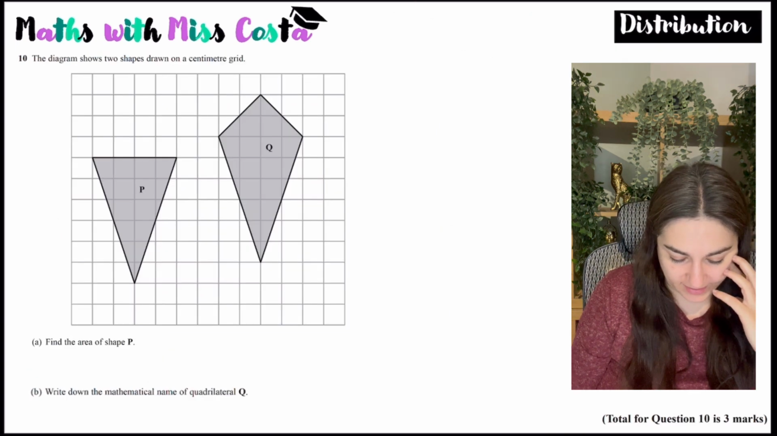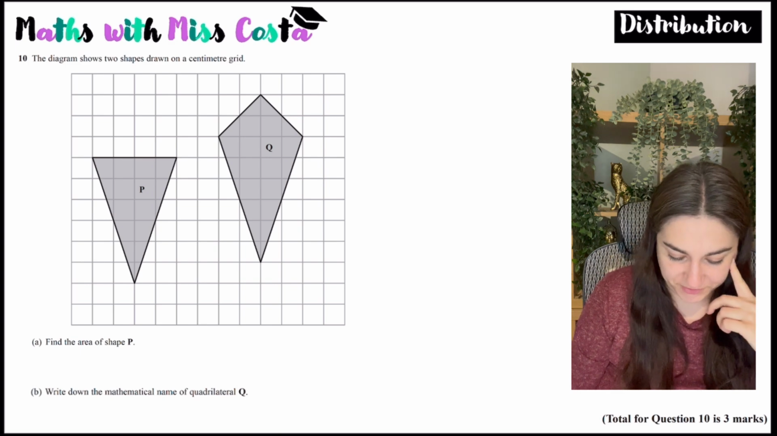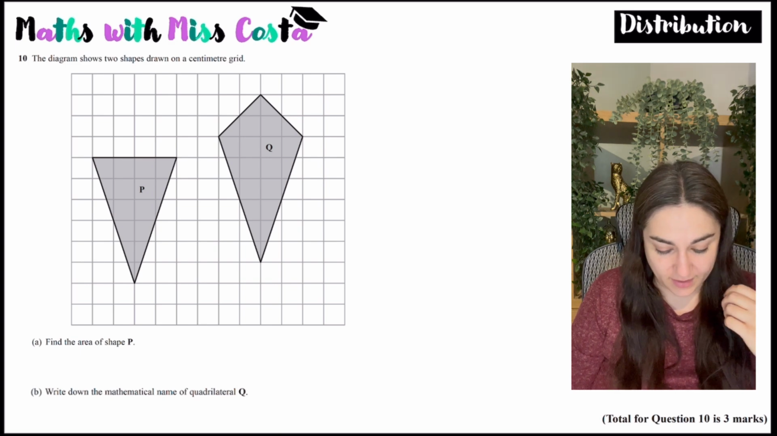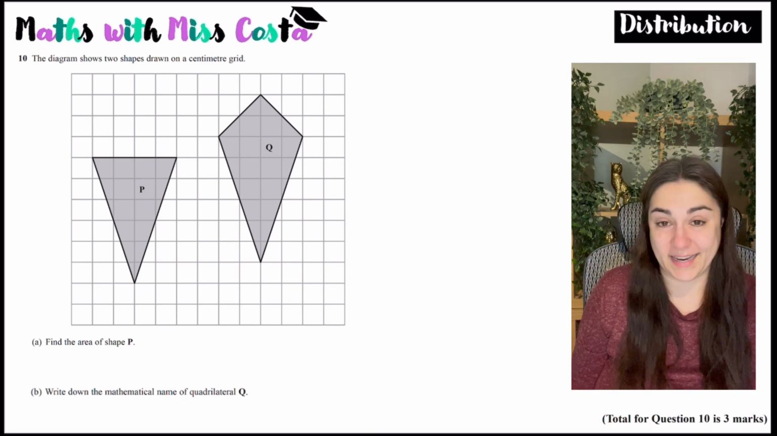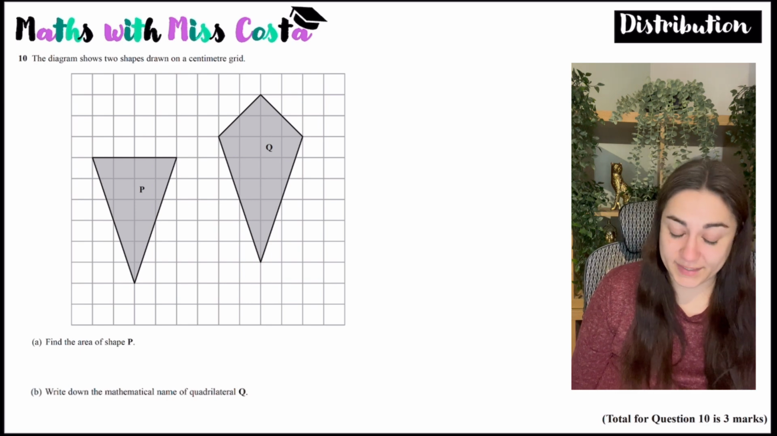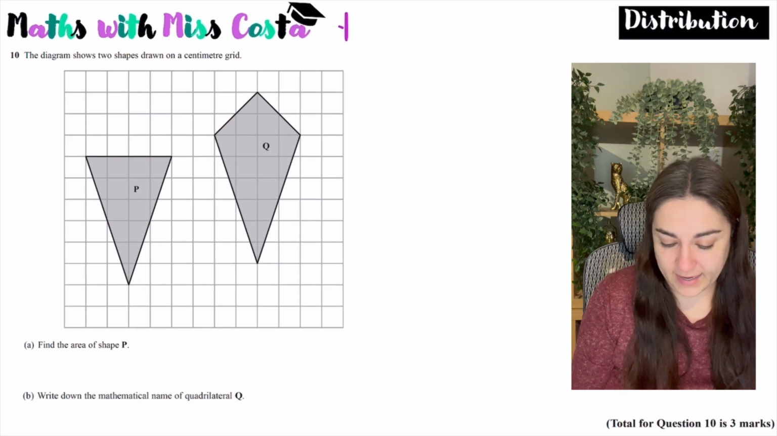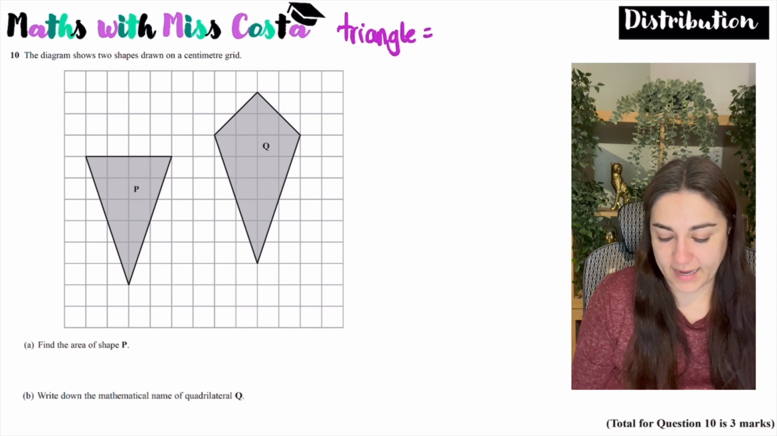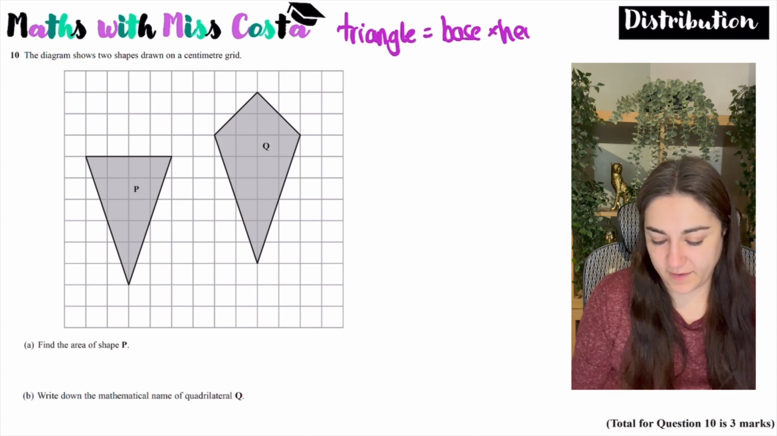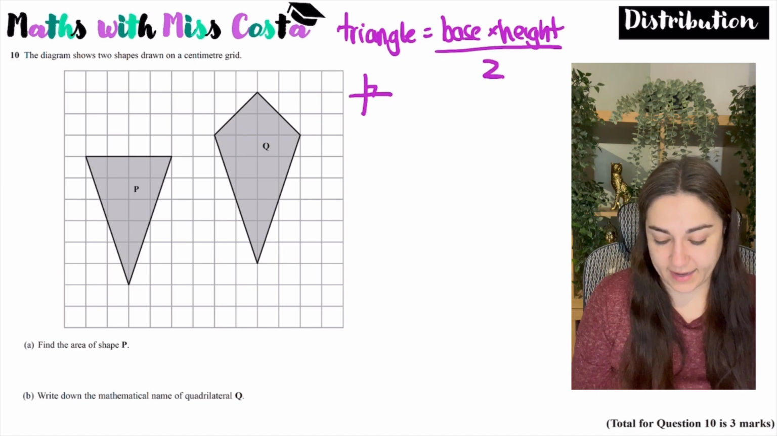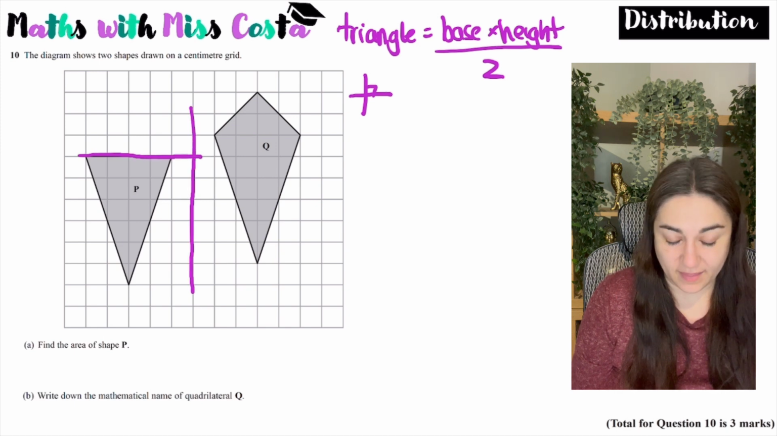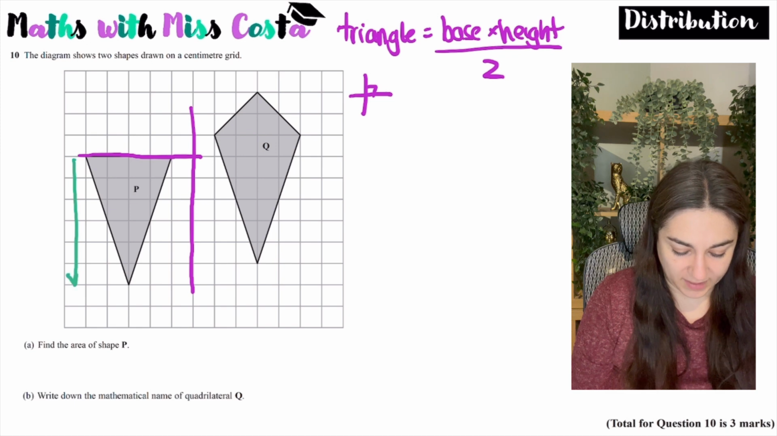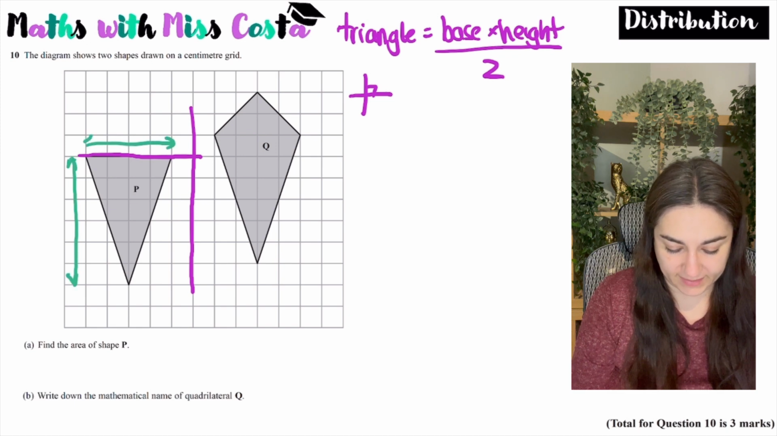Okay, next, this shouldn't say distribution, this is a shapes on a square grid question. I've shown 2 shapes drawn on a centimetre grid and I'm told to find the area of shape P. So there's 2 ways you can do this. You can either count the squares or you know it's a triangle, and the area of a triangle, to work it out, you do the base times by the height, and it's always the perpendicular height. Perpendicular means at right angles to. So basically this would be the base and at right angles to it would be this way. So the height would be this length here and the base would be this length here.